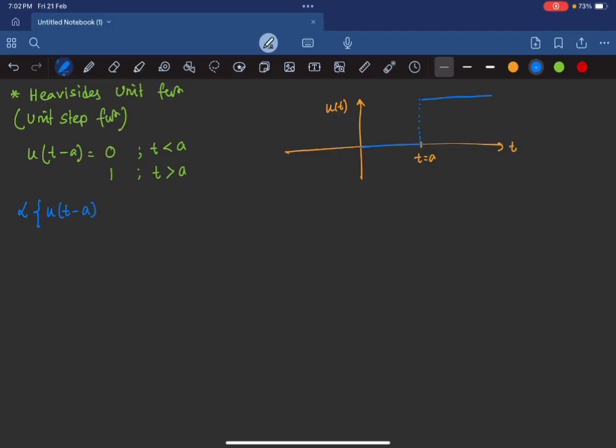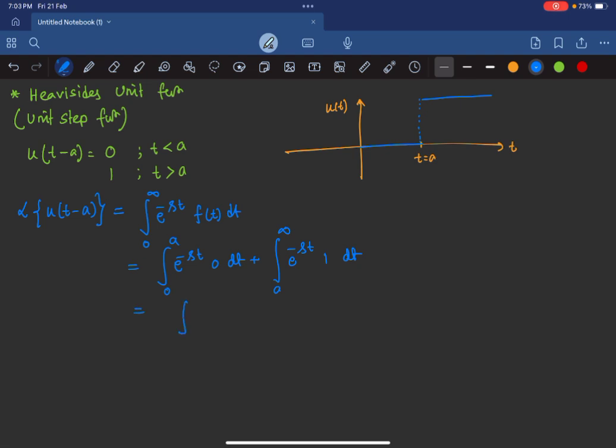the Laplace transform of u(t-a) is the integral from 0 to infinity of e^(-st) f(t) dt. Now here, from 0 to a the value is 0, so 0 dt, plus the integral from a to infinity of e^(-st), where the value is 1, dt.